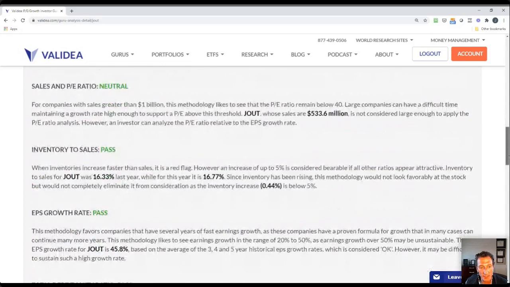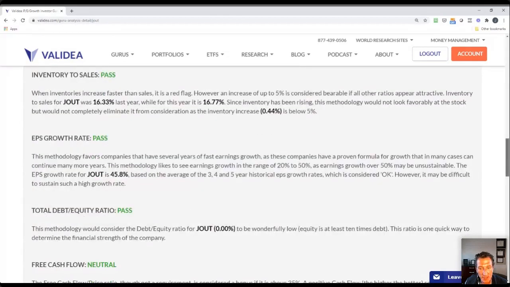It then looks at inventory to sales. It wants to see that inventories aren't increasing faster than sales. As I mentioned before, the EPS growth rate is important. The sweet spot for Lynch when trying to find companies that were growing and that could continue to grow was somewhere in this 20 to 50% earnings growth rate. He thought if you got over 50%, that was largely unsustainable. So the fact that Johnson is coming in at 45.8, it's a little bit on the high end, but that is enough to pass this specific criteria.